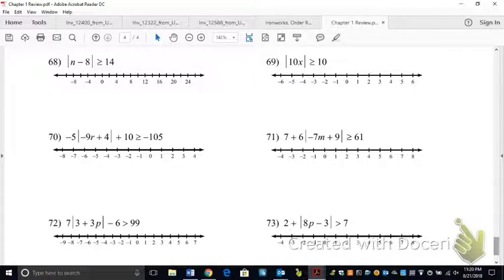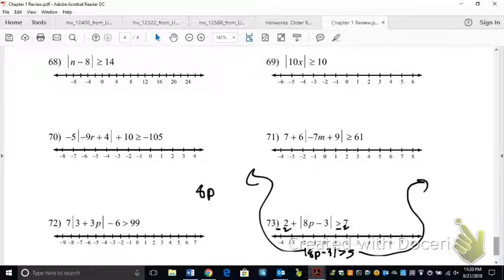73. Last one, guys. So we have 2 plus the absolute value of 8p minus 3 is greater than 7. Subtract 2 from both sides, and we get the absolute value of 8p minus 3 is greater than 5. To break this out, we write the first one just the way it is: 8p minus 3 is greater than 5. Add 3 to both sides. 8p is greater than 8. Divide both sides by 8, and we get p is greater than 1. Open circle on 1, arrow to the right.